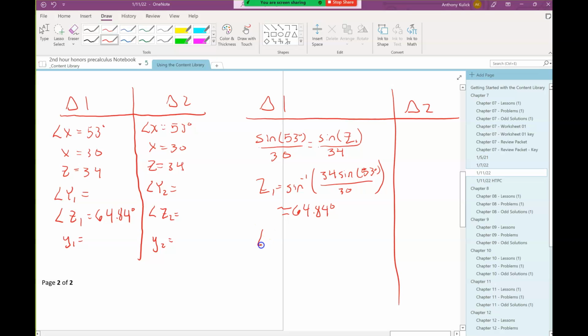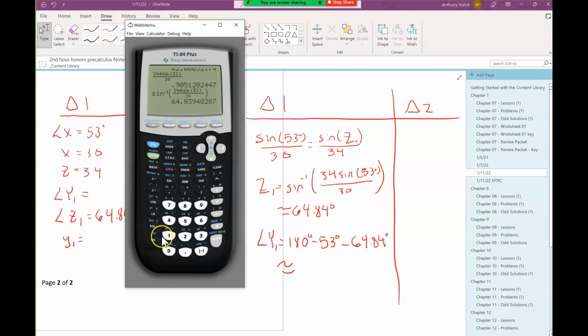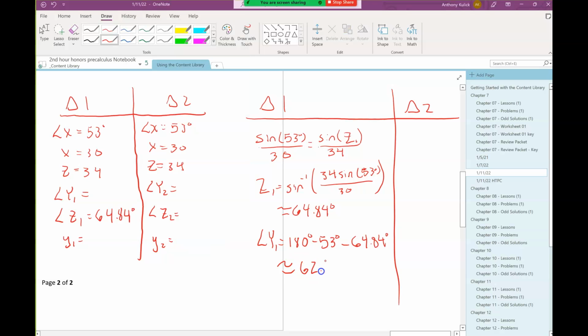Okay. So now that I know two of the three angles, getting the third angle is pretty trivial. 62.16. Everybody still doing good?